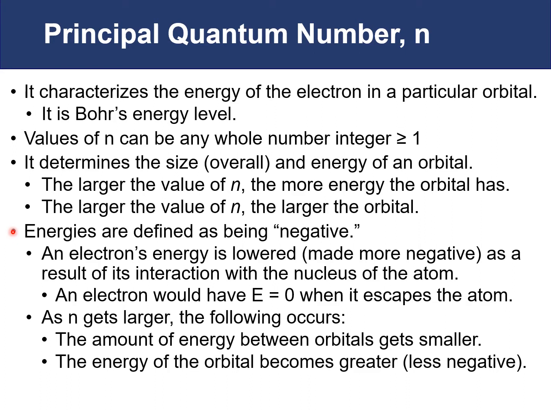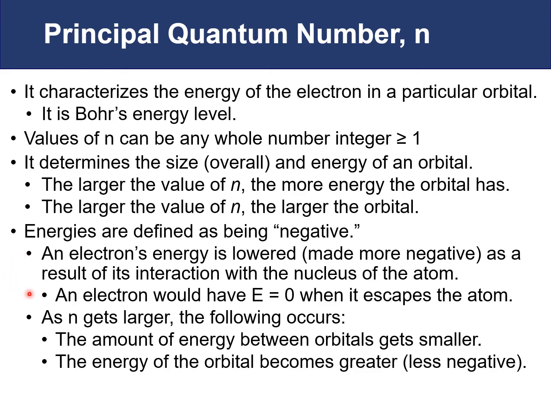Energies are defined as being negative and are relative to the amount of energy that it takes to fully remove the electron from the atom. An electron's energy is lowered, i.e. made more negative, as a result of its interaction with the nucleus of the atom.